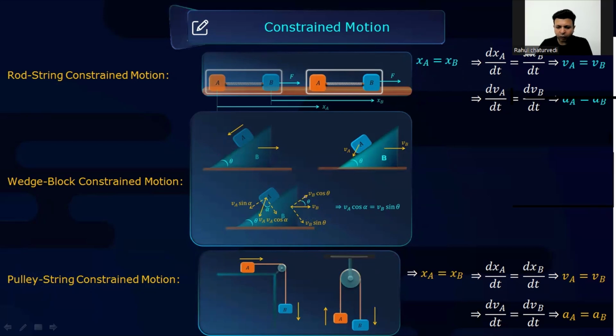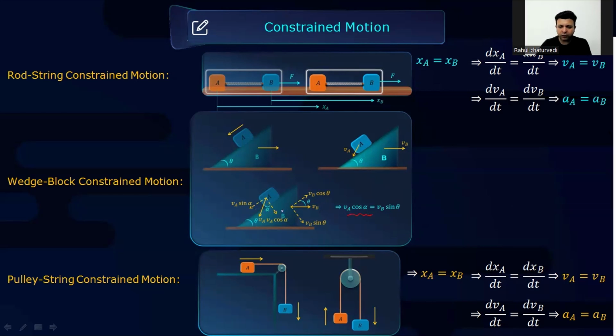So VB cos theta and VB sin theta are the two components along the inclined plane and perpendicular to the inclined plane. For VA again, you have two components, that is VA sin alpha along the inclined plane and VA cos alpha perpendicular to the inclined plane, right? Getting my point?